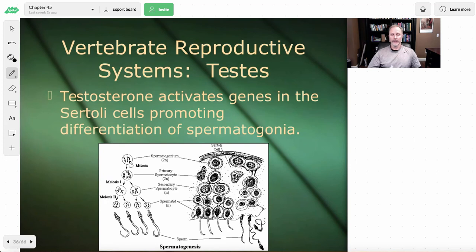Okay, the vertebrate reproductive systems, in terms of the testes: the testosterone activates genes in the Sertoli cells.